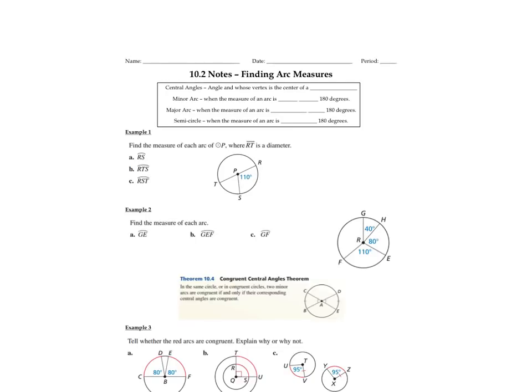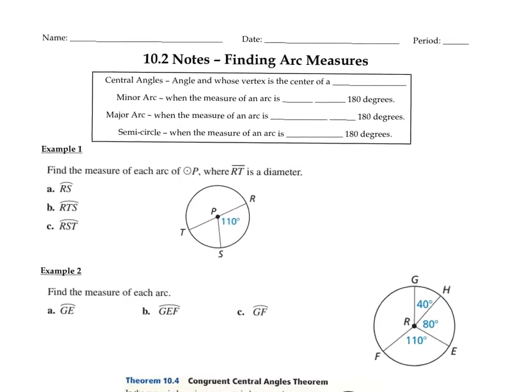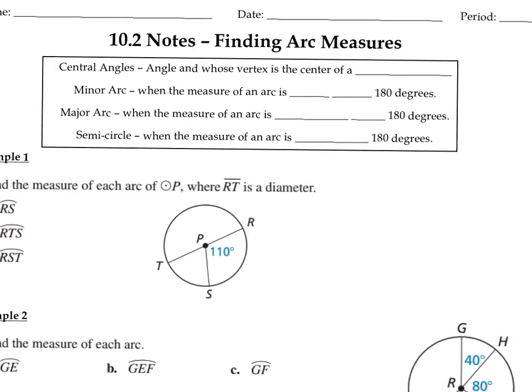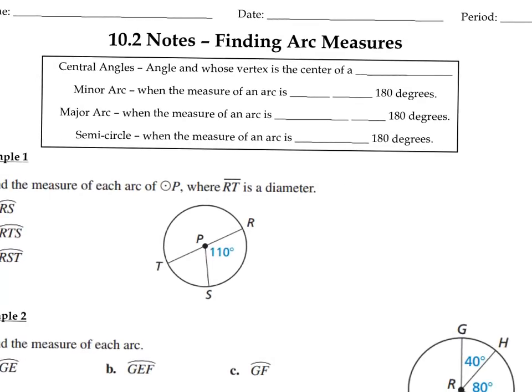So previously, you guys learned about lines intersecting circles and the different types of lines intersecting circles. Today, we're actually going to be finding arc measures. Now, before you can figure out what arc measures are, we first need to define a few things. The first thing we're going to talk about are central angles.